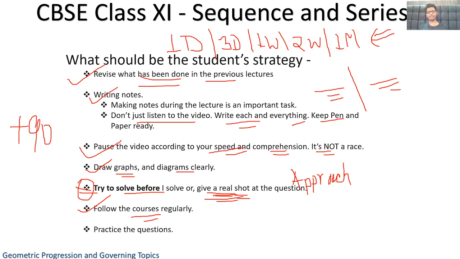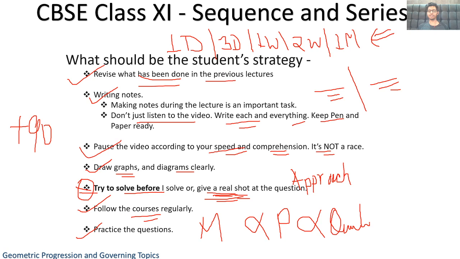Okay. And the last point is practice the questions. Your marks, what you want to achieve, are proportional to the practice which you do, and proportional to not only the quantity of the questions but also the quality of the questions which you're trying to solve. So that's the last point, but this is not the least point. You need to focus on all these things when it comes to a student strategy.